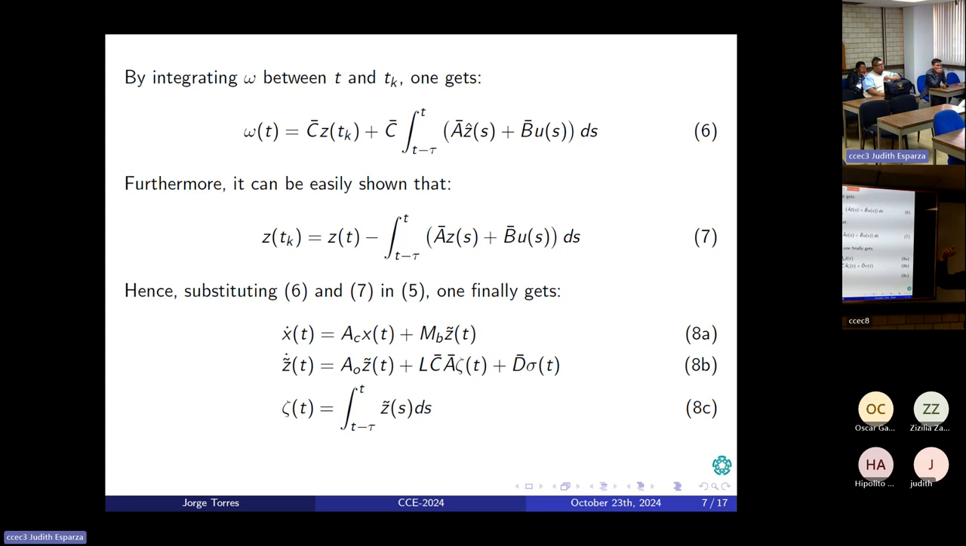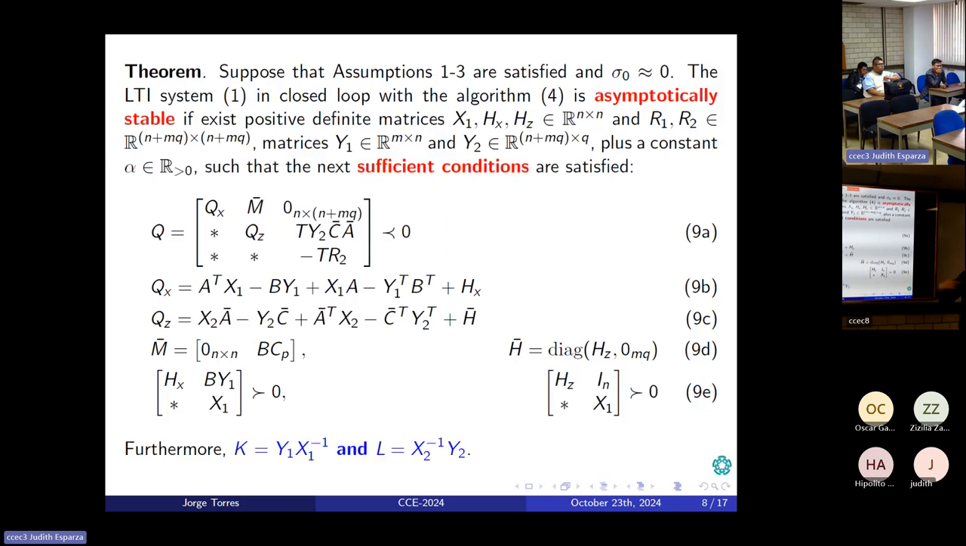So if we integrate the output predictor between this interval, we have the expression 6, and by taking into consideration the expression 7, we can transform this previous set of impulsive differential equations into a set of delay differential equations. In particular, notice that it is related to a distributed delay differential equation, and we can show the main result of this work. Suppose that assumptions 1, 3 are satisfied.